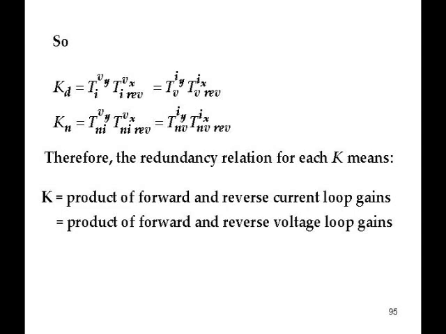But when you use the double injection version, you find that the overall T and the overall Tn are made up of combinations of the voltage and current loop gains, but there's that interaction term as well. And the interaction term is proportional to KD or Kn, and that means that the product of the forward and reverse loop gains gets into the act. It modifies the result if it's not zero.